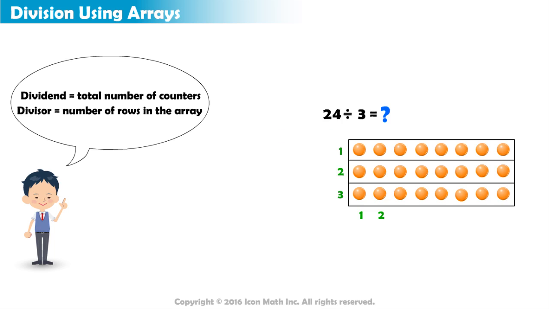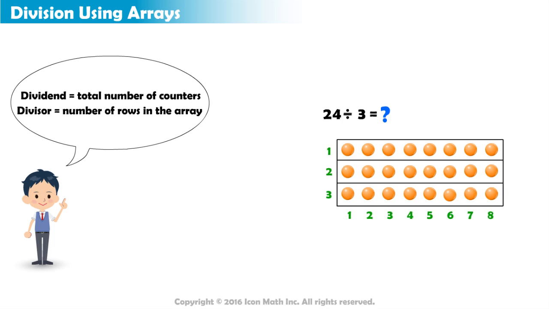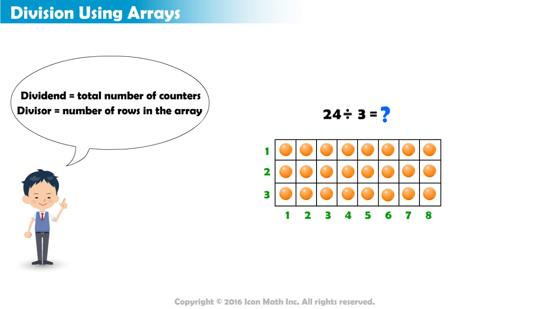Excellent! Now we have 3 rows of 8 counters each. So our quotient is 8. We write 8 instead of the question mark in the division sentence. So we have 24 divided by 3 equals 8. That was easy, right?